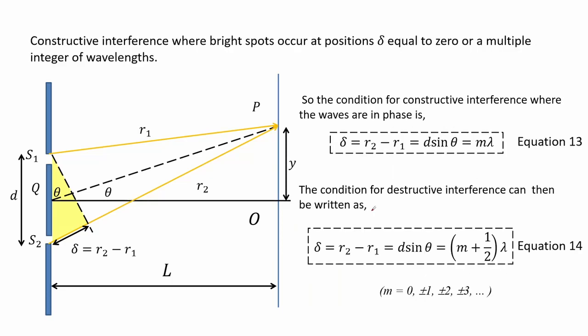Constructive interference, where bright spots occur, happens at path differences equal to 0 or an integer multiple of wavelengths. So the condition for constructive interference, where the waves are in phase, is given by equation 13. The condition for destructive interference can then be written as equation 14.